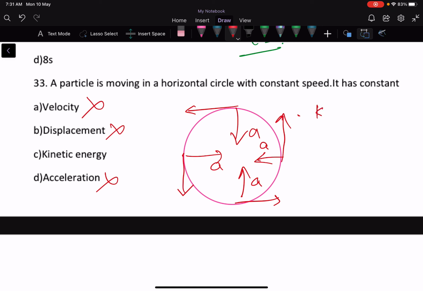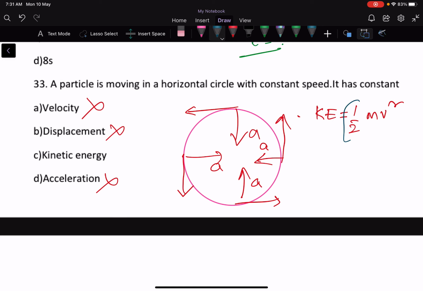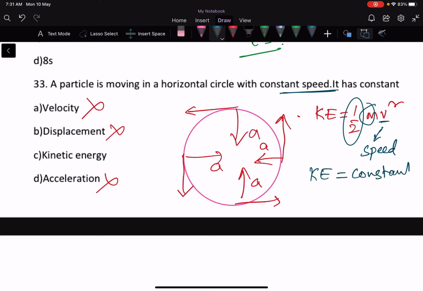Kinetic energy. Kinetic energy is nothing but half mv square. Here, half is constant. Mass is also constant. V is nothing but speed here, as it is moving in uniform circular motion with constant speed. As speed is constant, kinetic energy is constant. So the correct answer is kinetic energy.